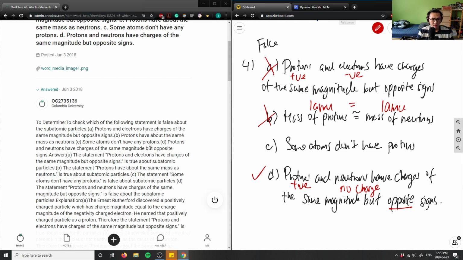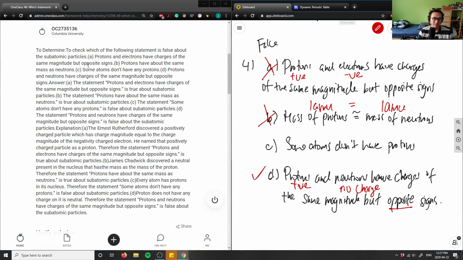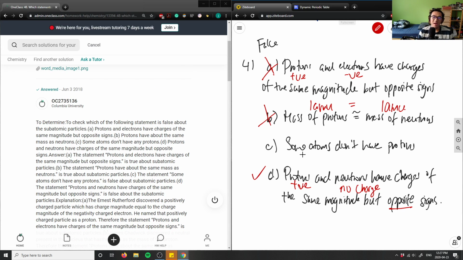What they wrote here is, again, a very long text. Some atoms don't have protons. Again, I don't think this answer here is correct either. Just because it says some atoms don't have protons, again, all atoms are made up of three things, right? Even hydrogen is our simplest atom here.